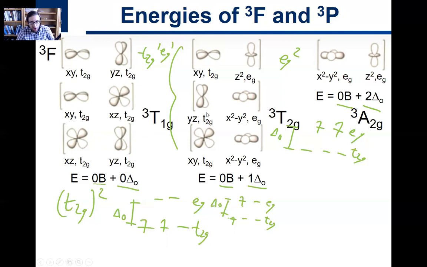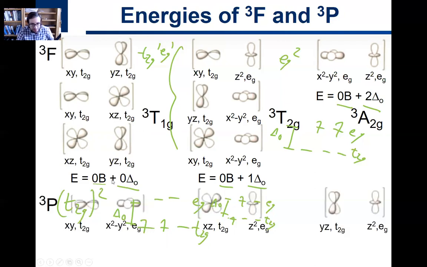Okay. This one, they're all triplets, of course. And they have symmetries triplet T1G, triplet T2G, and triplet A2G. Those are the term symbols of what we call these. Okay? So the triplet A2G is going to be the highest in energy as this 2 delta O term. Triplet T2G is going to be intermediate, and triplet T1G is going to be the ground state.